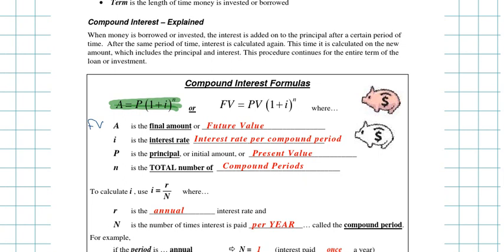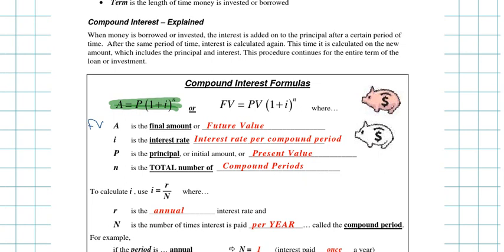I is the interest rate per compounding period. I is never in percentage, I is always in decimal. We're going to talk more about I because you're going to have to calculate that I. It's not always the same as when the question gives it to you.